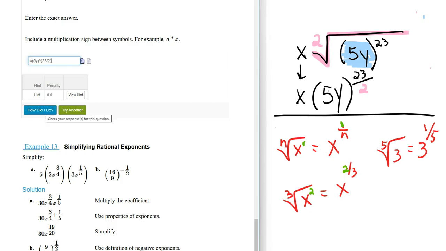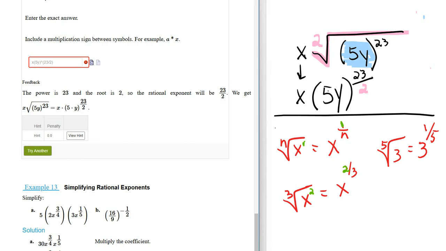Okay. Oh, okay. So what did I do wrong? The power is 23. The root is 2. So the rational exponent will be 23 over 2. Oh man. It says include a multiplication sign between symbols. When you use the equation editor, you don't have to do that. All right, so I've got to go back. I have everything they have. Look at that. I have the x, I have the 5, I have the y. What am I forgetting?